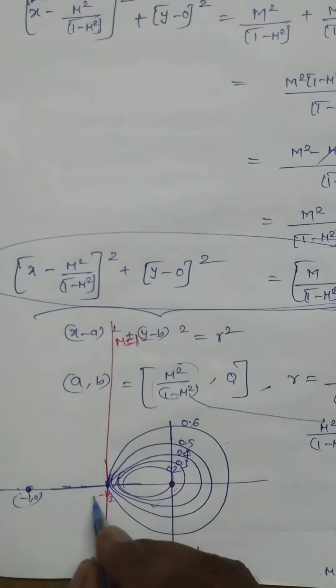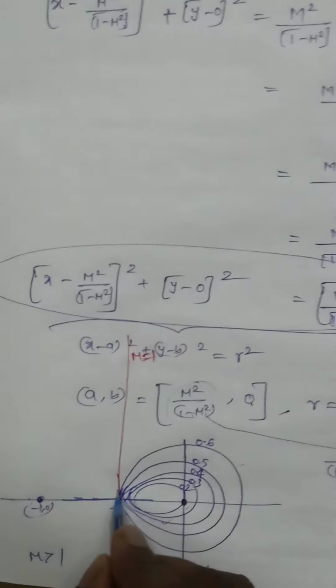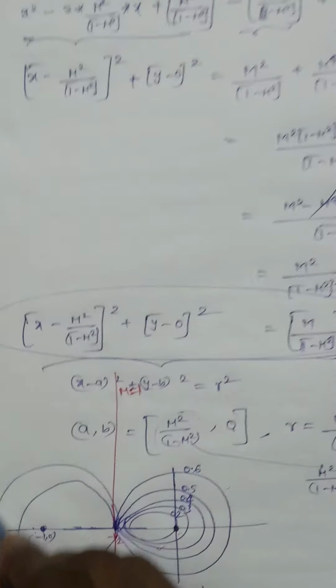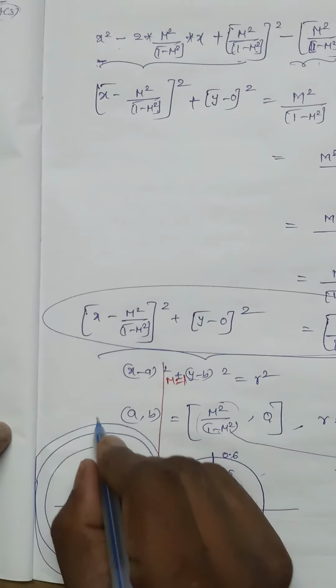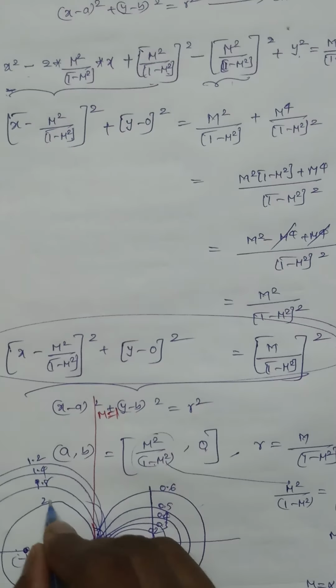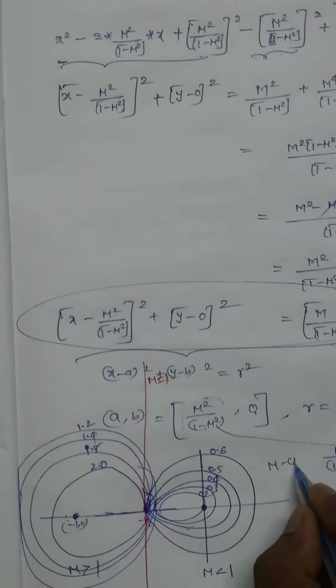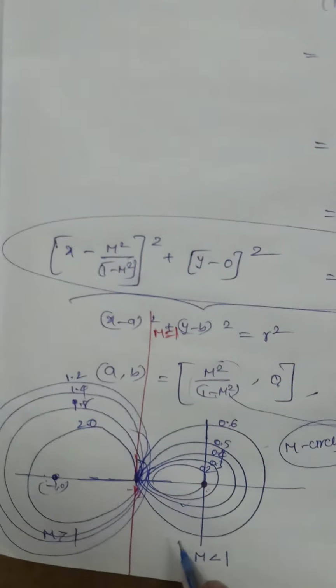If m is greater than 1, the circles will be like this. And this is m is equal to 1.2, 1.4, 1.8, 2, like that. So the circles will be like this. This is nothing but the M circles, which represent the magnitude circles.